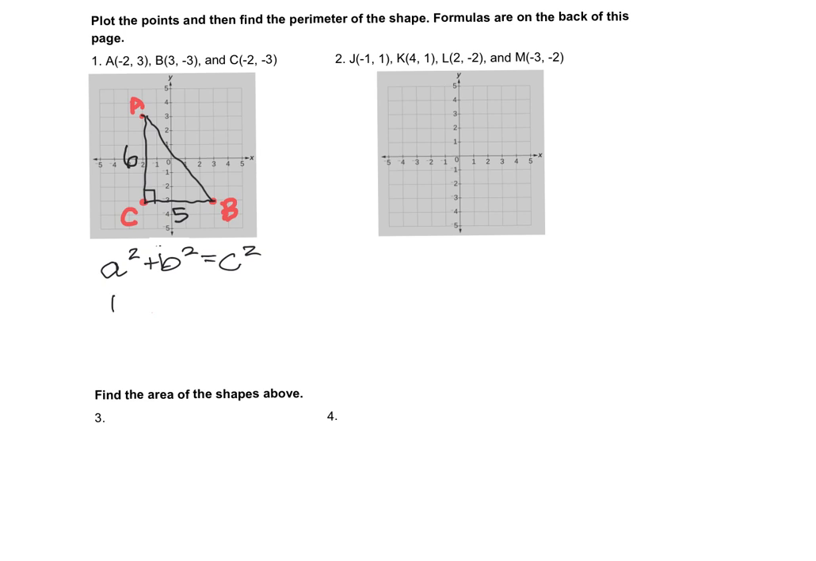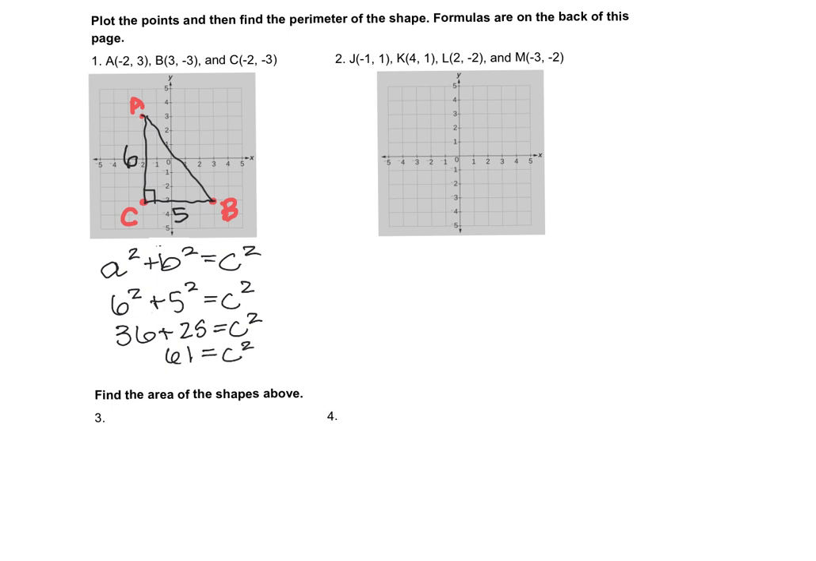So our A is 6 squared, our B is 5 squared, which equals C squared. 6 squared is 36, and 5 squared is 25. And that equals C squared. 36 plus 25 is 61.